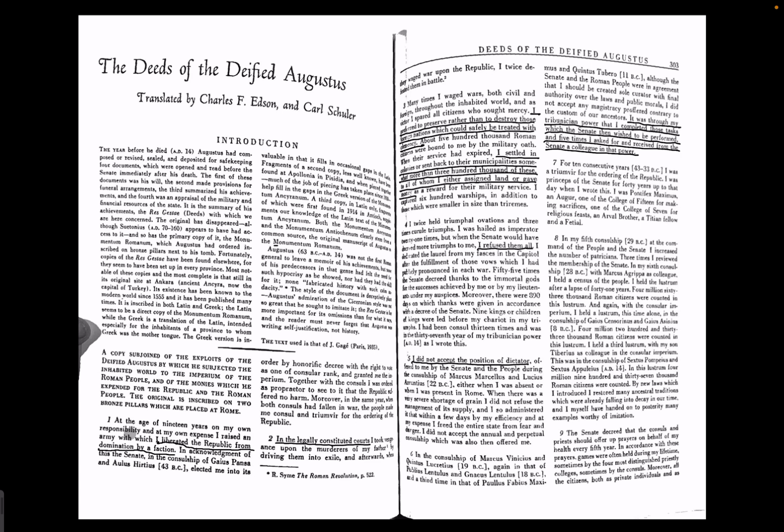He begins by saying, "At the age of 19 years, on my own responsibility and at my own expense, I raised an army with which I liberated the Republic from domination by a faction." Now, you could not be more vague than saying that, the thing that's underlined here. I liberated the Republic from domination by a faction. He says nothing about what was actually going on at that time, who the faction was. The faction was actually Marcus Antonius, who later became his partner. He doesn't say anything about that.